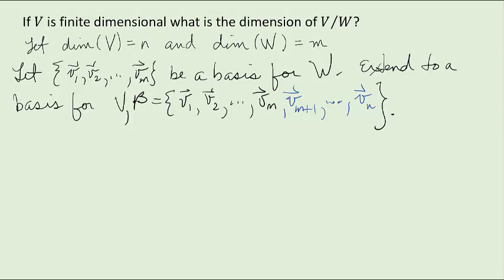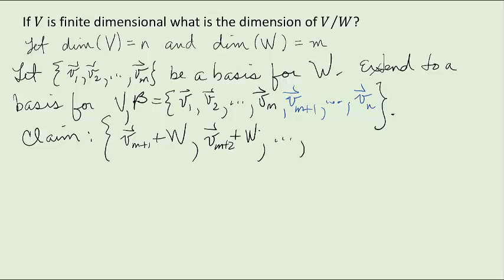And what I want to prove is this. I claim that this set, with the new vectors that we put in, V sub m plus 1 plus W, that coset, V sub m plus 2 plus W, and on up to V sub n plus W, that those cosets, n minus m of them, are a basis for the quotient space V mod W.